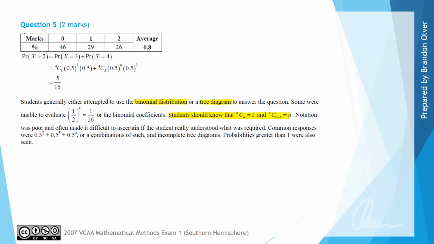Notation was often poor, which made it difficult to ascertain if a student really understood what was required. Common responses were 1/2 to the power of 2 plus 1/2 to the power of 3 plus 1/2 to the power of 4, or a combination of such. Other responses included incomplete tree diagrams. Probabilities that are greater than 1 were also seen, and it's a good time to be reminded that all probabilities must add up to be 1, so we can't have any probabilities that are greater than 1.